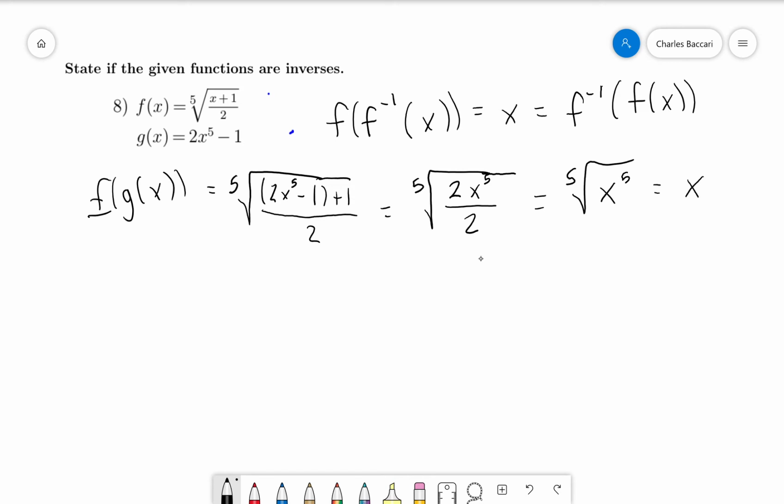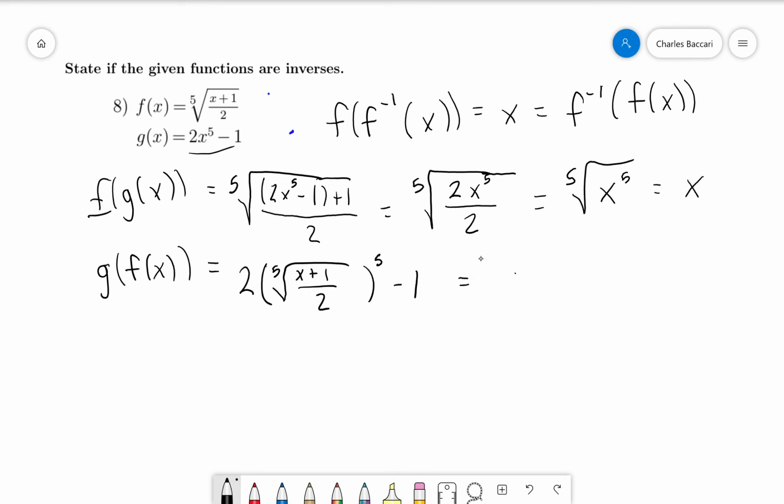Now we must do g of f of x. And so this time g is our template, so we have 2 fifth root, or fifth power, minus 1. So this is our template. We're looking at this, so that's why this is set up this way. We're going to plug in the fifth root of x plus 1 over 2, which is, we take care of exponents first. This is going to equal 2 times, well, the fifth root and the fifth power cancel each other, so we're left with x plus 1 over 2 minus 1, which cancel. This is going to be x plus 1, which is equal to x.